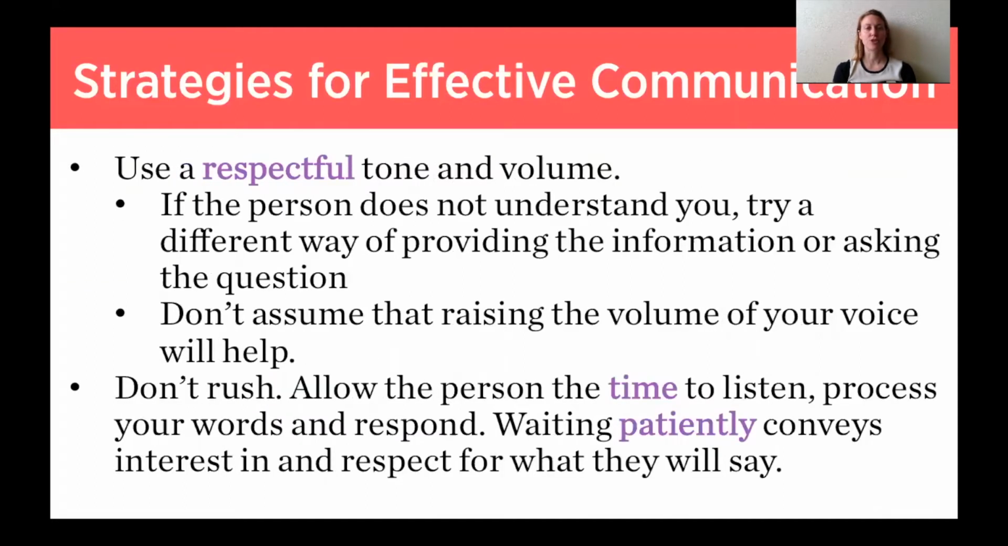Use a respectful tone and volume. If the person does not understand you, try a different way of providing the information or asking the question. So reframe the question in a different way that might assist their understanding. Don't assume that raising the volume of your voice will help. So instead of just repeating what you've said in a louder volume, either repeat what you've said more slowly or put it into different words, into simpler language that the individual might understand.